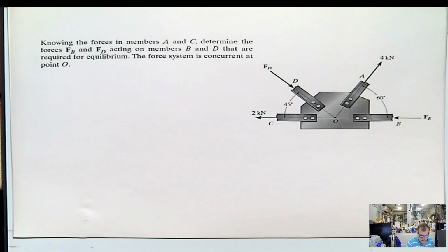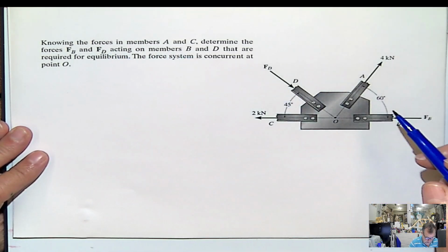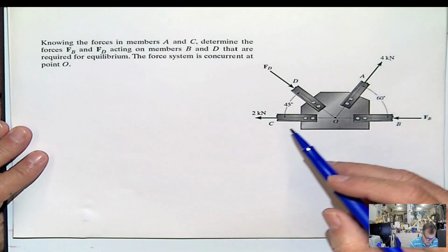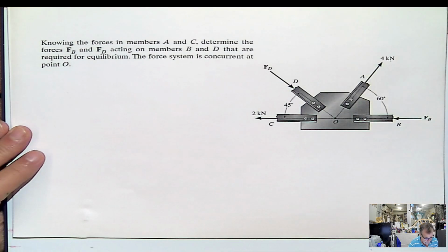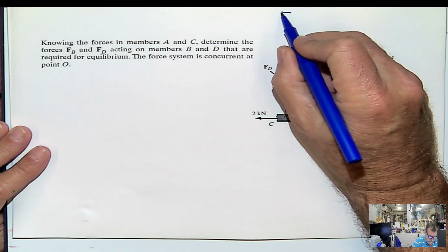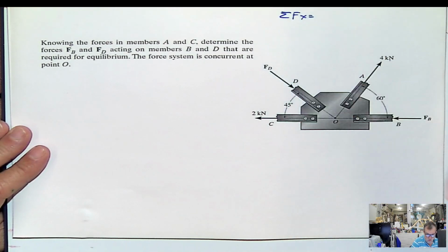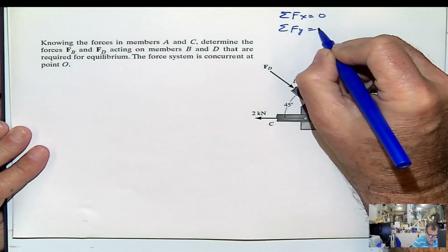Hello again. Another problem of 2D particle equilibrium. Knowing the forces in members A and C, find FD and FB. Two unknowns, two equations. What are the two equations for particle equilibrium? In 2D, summation of forces in X equals 0, summation of forces in Y equals 0.